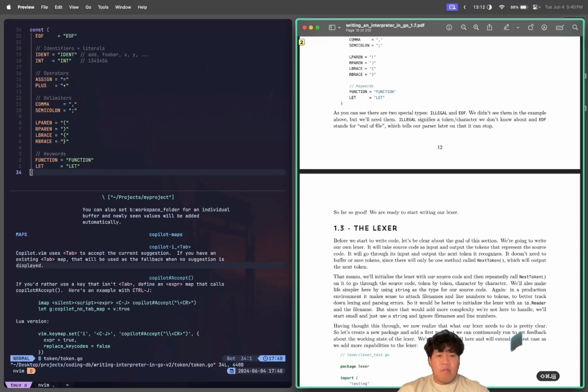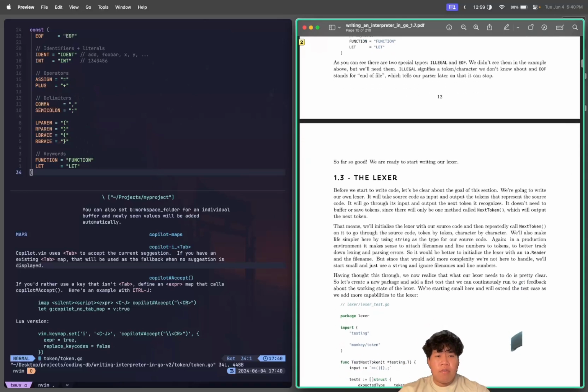We didn't see them in the example above, but we'll need them. ILLEGAL signifies a token or character we don't know about. And EOF stands for end of file, which tells our parser later on that it can stop. So far so good. We're ready to write our lexer.